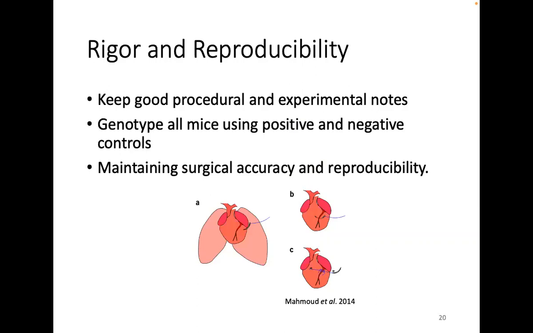So with that, it's a good time to talk about my rigor and reproducibility, which, as always with any lab-based work, means keeping good procedural and experimental notes, along with genotyping all mice and using positive and negative controls. But something that's much more necessary for my work that we haven't really talked about yet in the seminar series this summer is maintaining good surgical accuracy and reproducibility, as my models heavily rely upon my ability to do that efficiently and accurately.